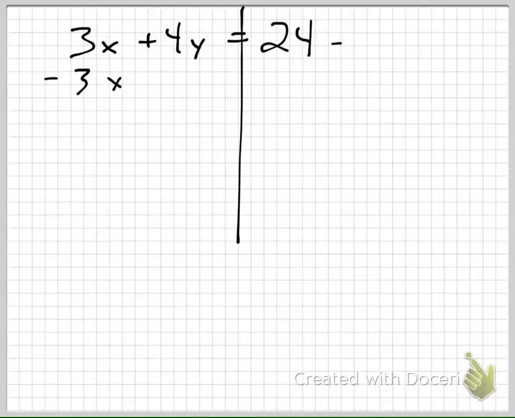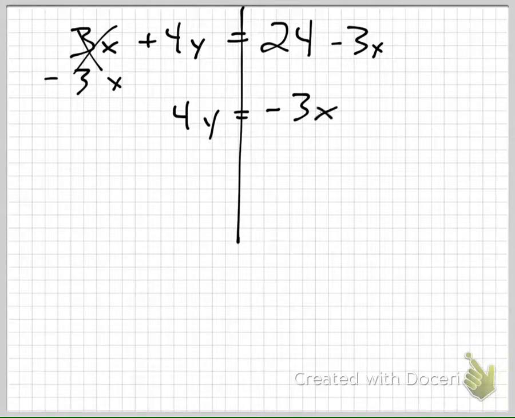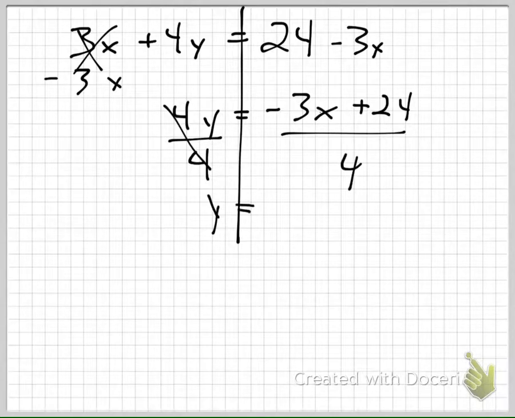Minus 3x, minus 3x. Rewrite it so that it's written right. 4y equals what? Negative 3x plus 24. Okay? Now what? Divide by 4, divide by 4. Y is happy now. Now we just have to get this to look like slope-intercept form.